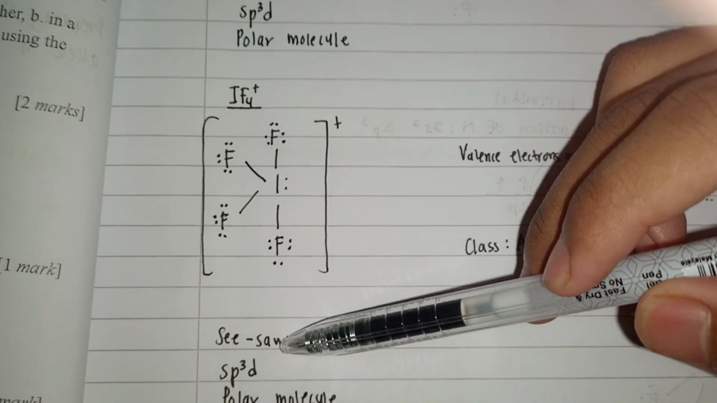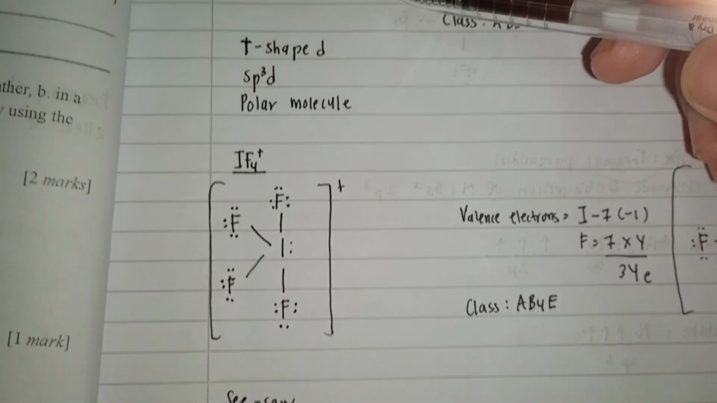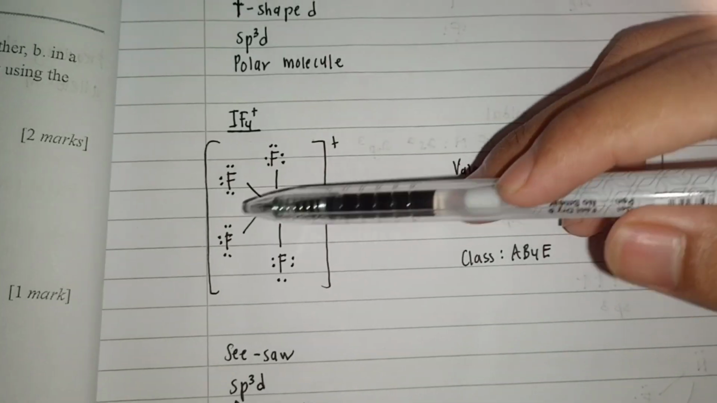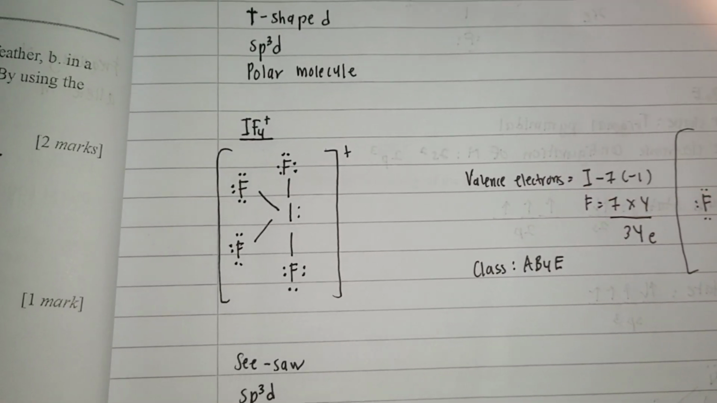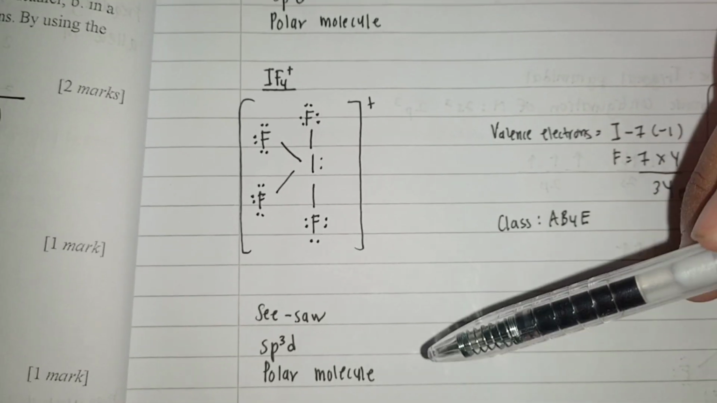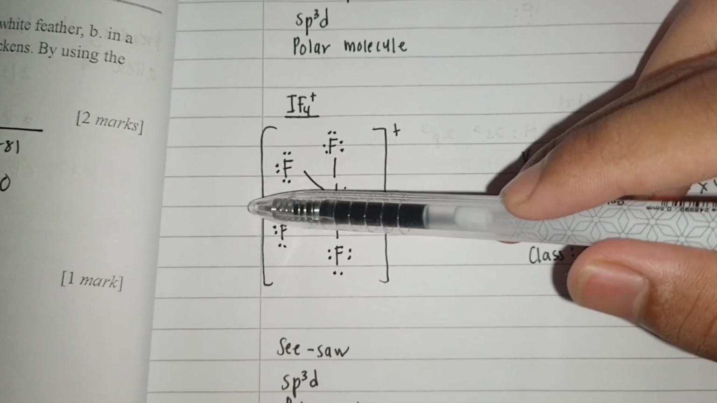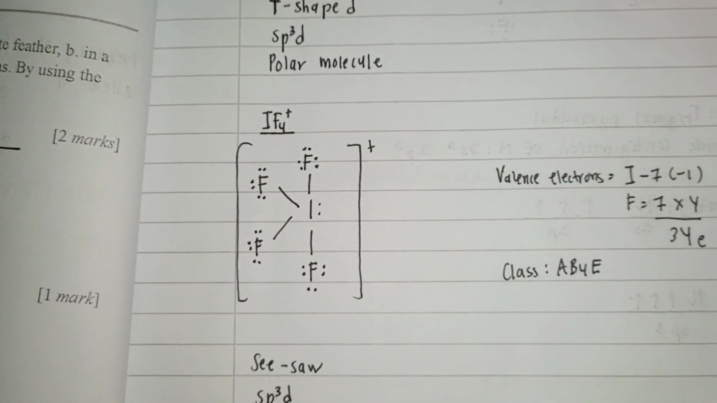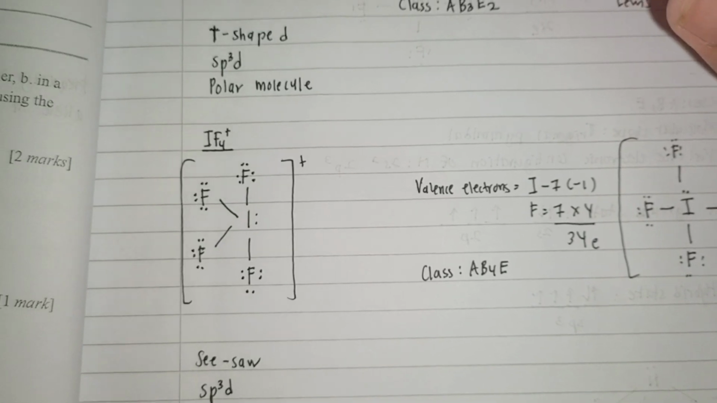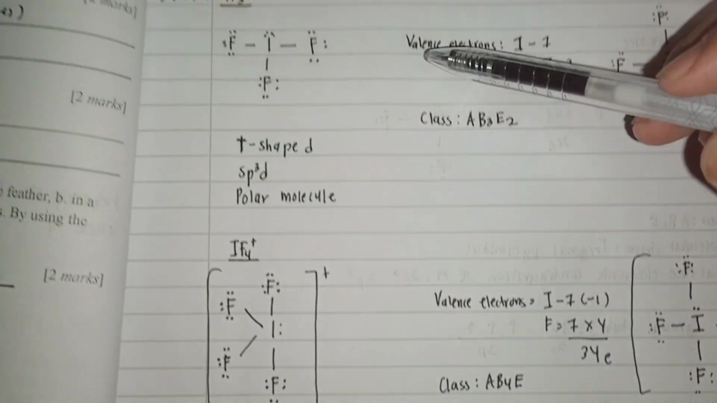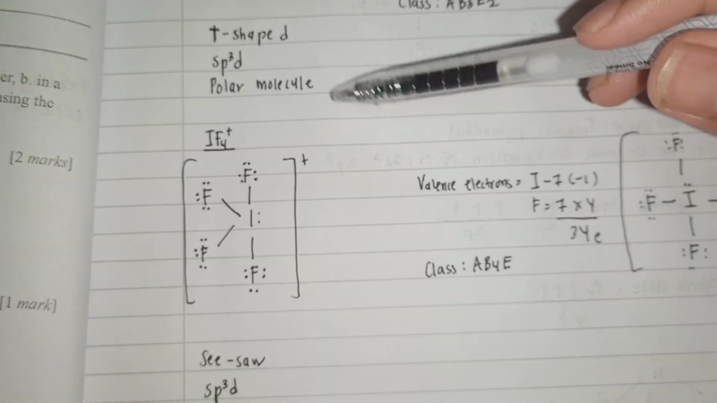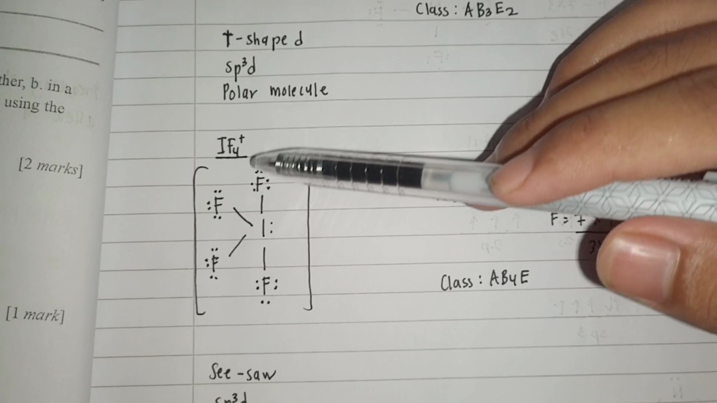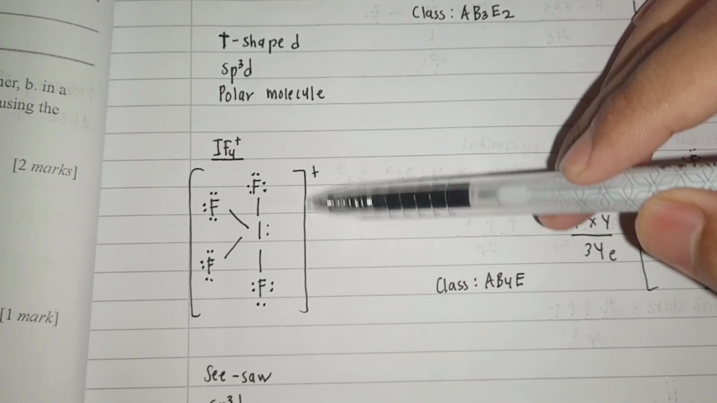Then we need to recognize the type of hybridization, which is sp3d, the same as iodine trifluoride, because it has 5 electron pairs: 4 branches and 1 lone pair. And lastly, it's a polar molecule because the bond dipoles do not cancel out. One thing I want to point out is the difference between iodine trifluoride and iodine tetrafluoride plus: because it is an ion, we need to make sure we don't leave out the bracket for the ion itself.